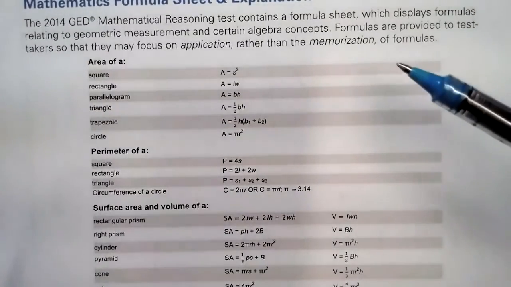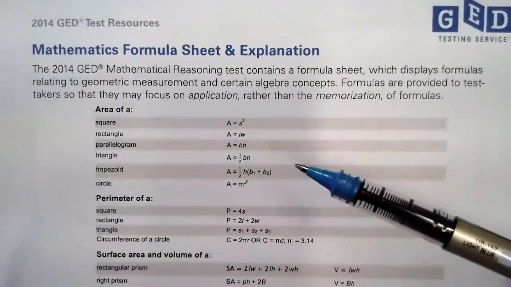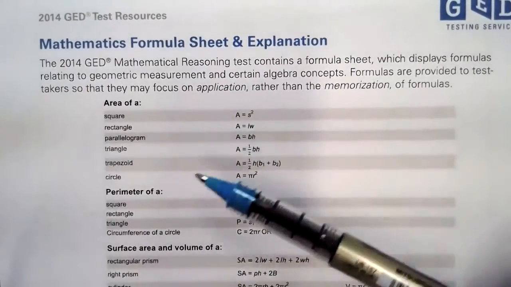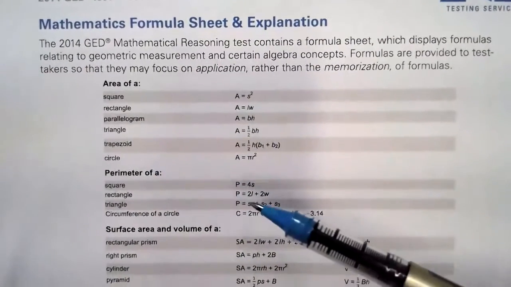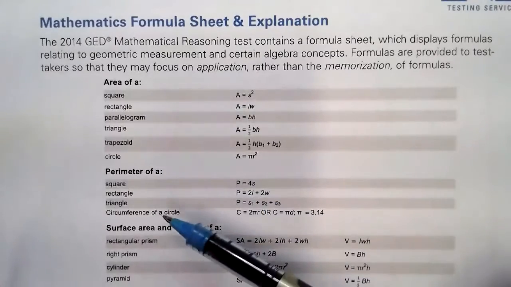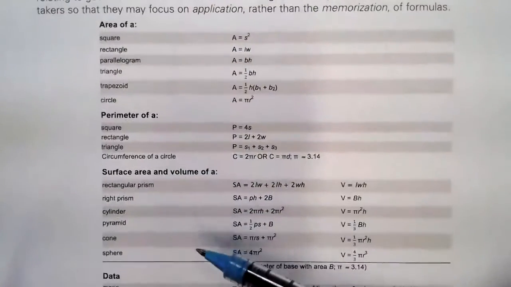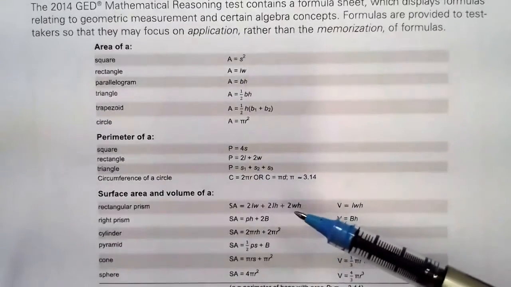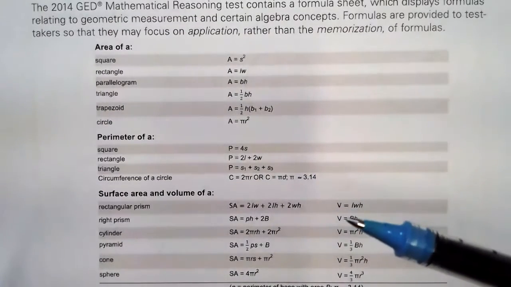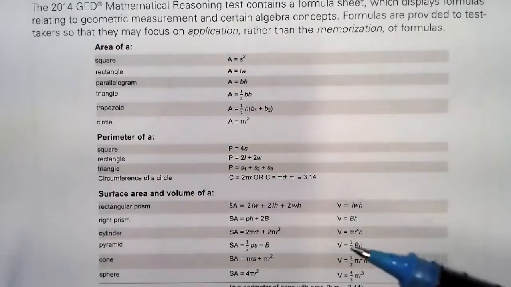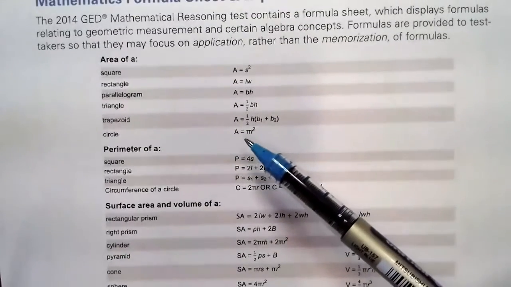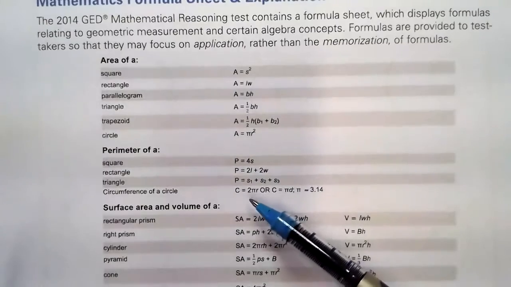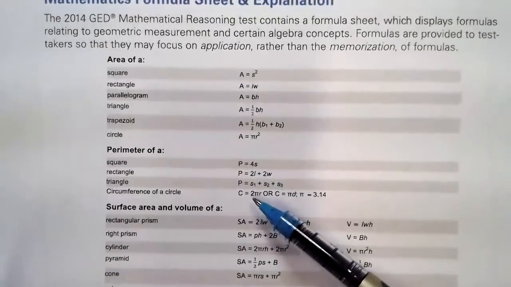All right, this sheet full of formulas will be available to you during the GED test. It's got the area of all the different shapes that you'll need for GED, perimeter and circumference, surface area, volume. So don't try to remember the formulas because you've got this to use during the test. We're going to be looking at area of a circle, pi r squared, and the circumference, 2 pi r.